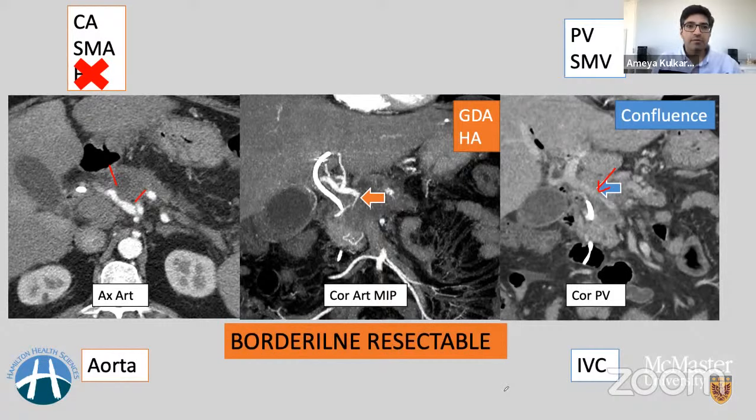Look for variant anatomies because that can change a whole lot of things. What are the most common vascular variant anatomies which can help you in this situation? An aberrant or replaced right hepatic artery. What happens in that case is that the right hepatic artery arises from somewhere over here on the SMA and goes behind the pancreas and into the liver.